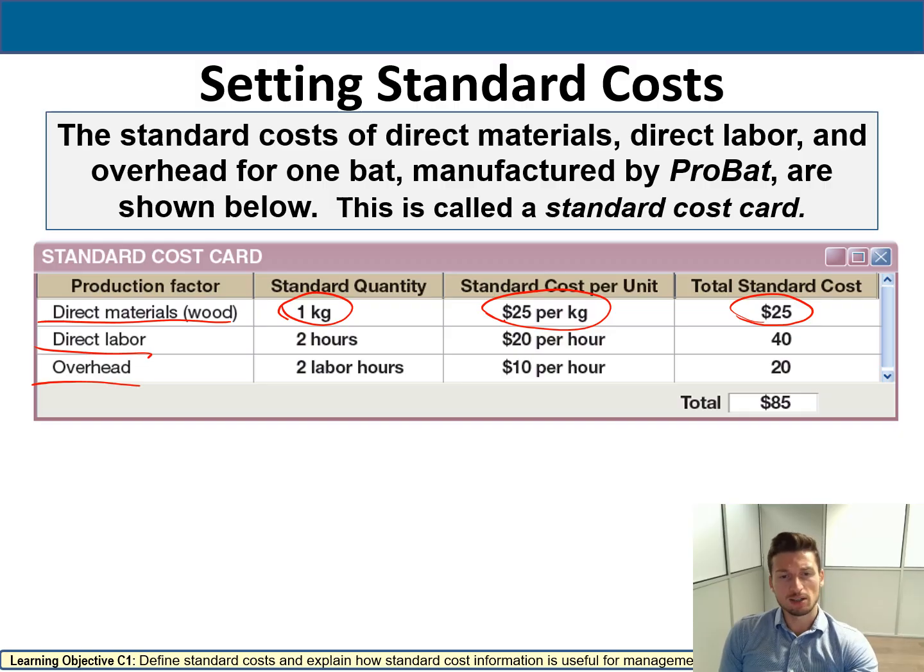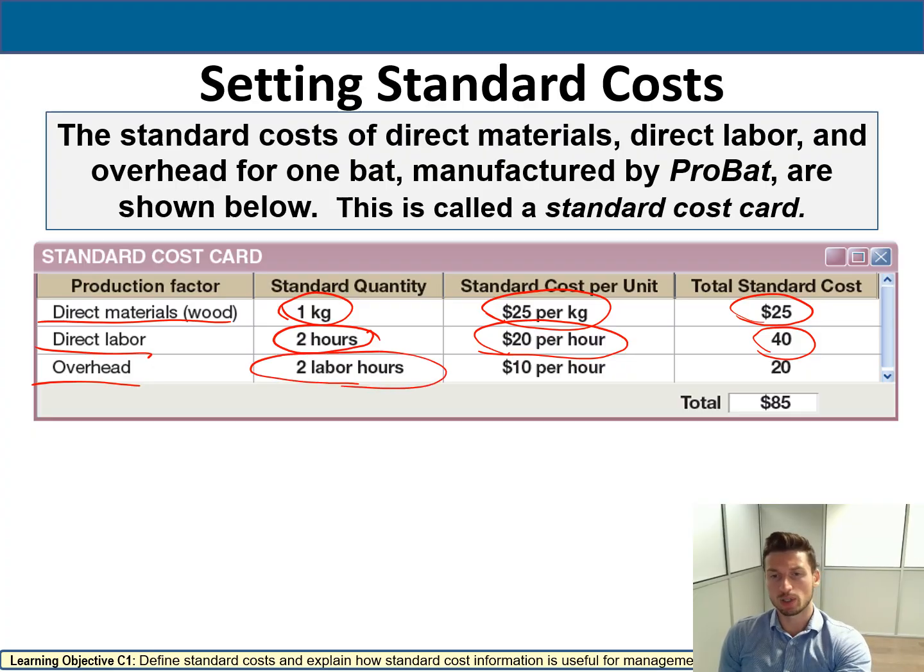Okay. Direct labor, they use 2 labor hours to produce this product. Per hour, they pay $20 rate, and they have direct labor cost of $40. They have 2 labor hours as an overhead cost. Per hour, they cost $10. So you have $20 of overhead costs. So final total standard cost per unit is $85, which is the sum of 25, 40, and 20.